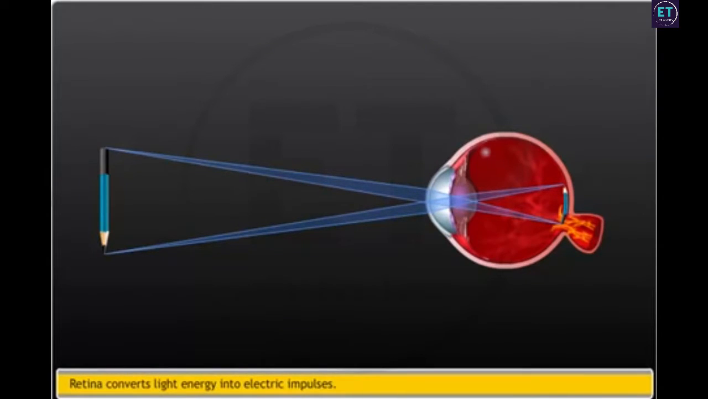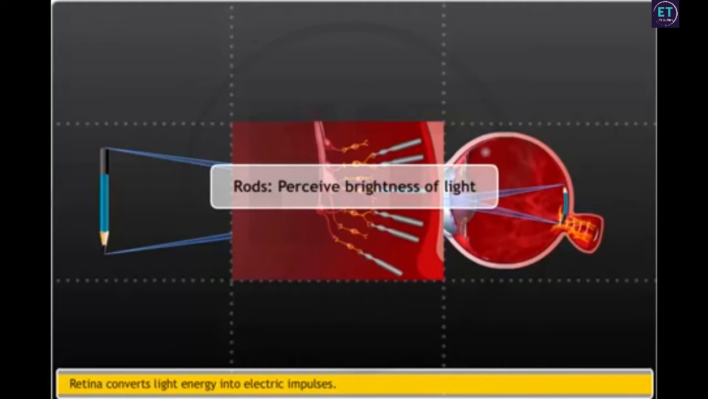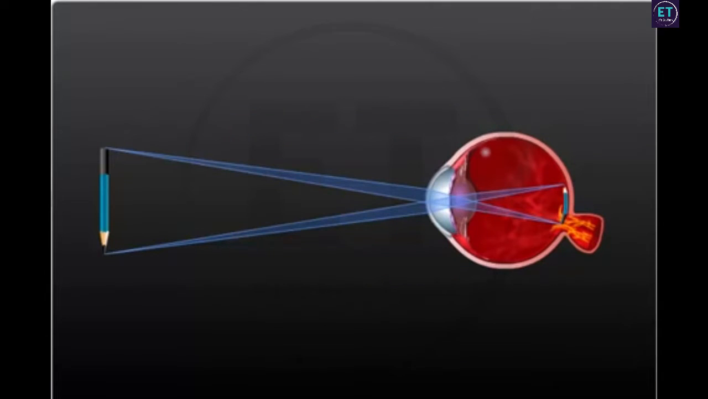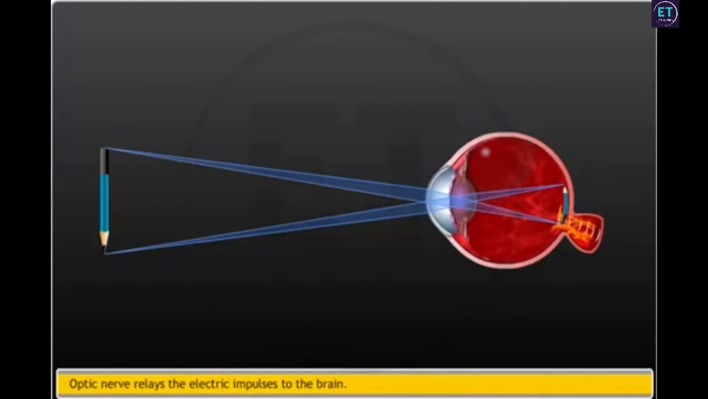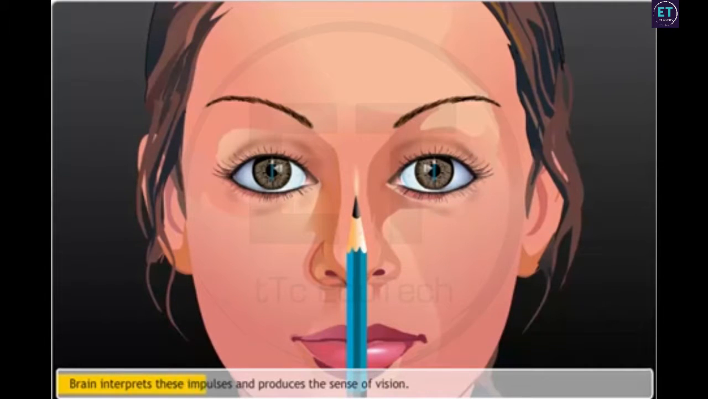The retina converts the light energy of the image into electrical impulses, using light-sensitive nerve cells called rods and cones. The rod cells are responsible for the perception of the brightness of light, and the cone cells for the perception of color. The electric impulses from the retina are relayed to the brain by the optic nerve. These impulses indicate the brightness and color of the image to the brain. The brain interprets these impulses and produces the sense of vision.